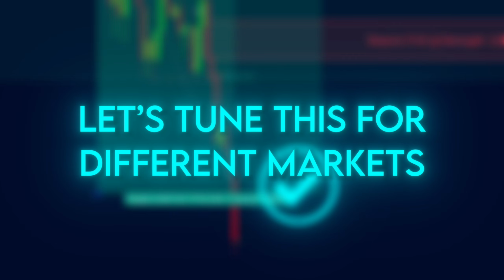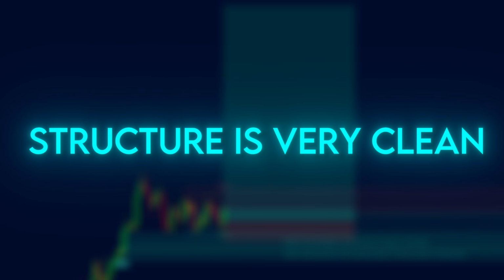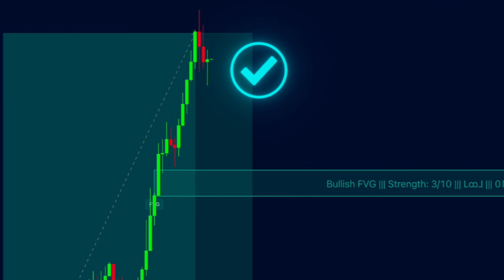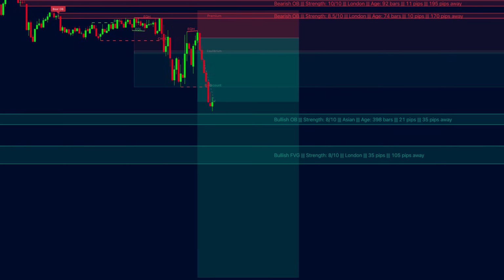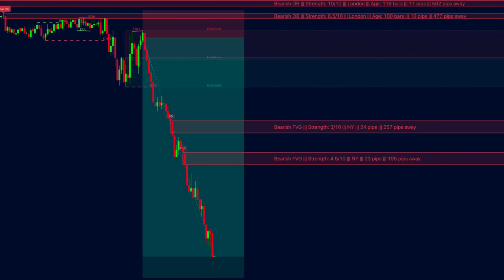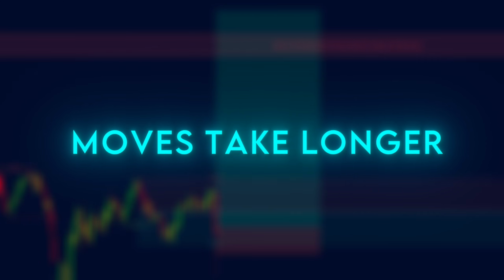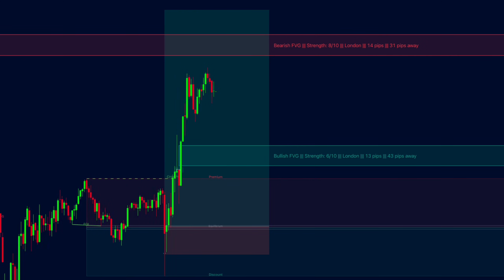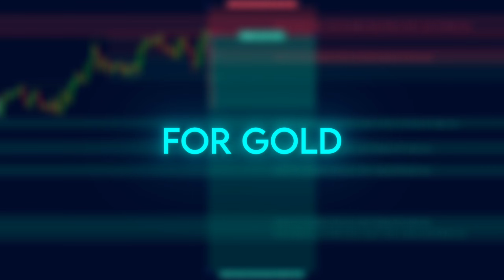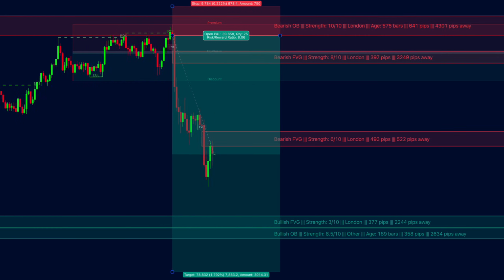Finally, let's tune this for different markets. For Forex, structure is very clean. Trade during London and New York sessions. Stick to higher strength zones only. For crypto, moves are faster. Always wait for confirmation. Never enter without CHOCH. For stocks, moves take longer. Use higher timeframes for structure and lower ones for entries. For gold, structure shifts quickly. Wait for clean breaks and strong confirmation.